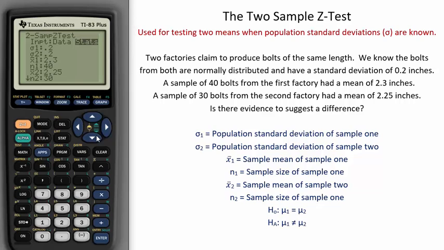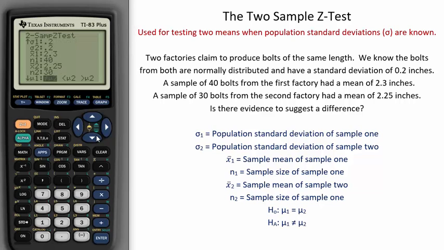Next, a sample of 40 bolts from the first factory had a mean of 2.3 inches. The sample mean is 2.3 inches, and the sample size from factory 1 is 40. A sample of 30 bolts from the second factory had a mean of 2.25 inches. The sample mean from factory 2 was 2.25 inches, and the sample size from factory 2 was 30.